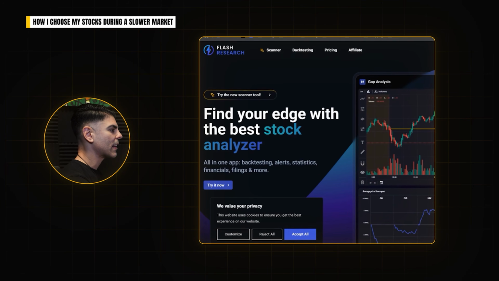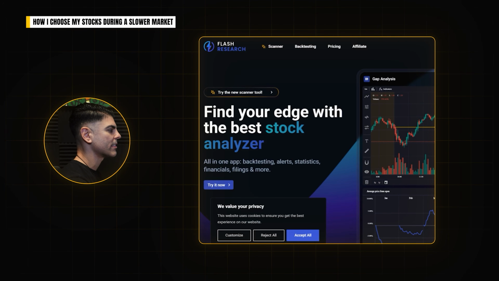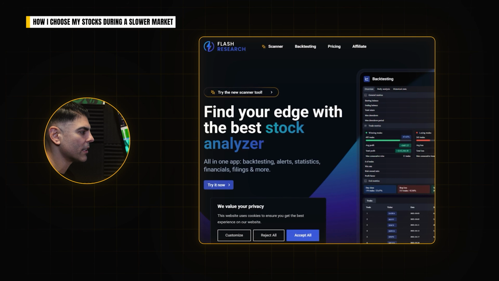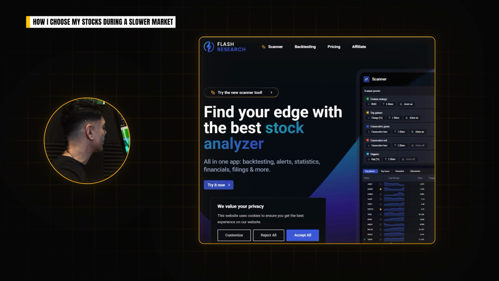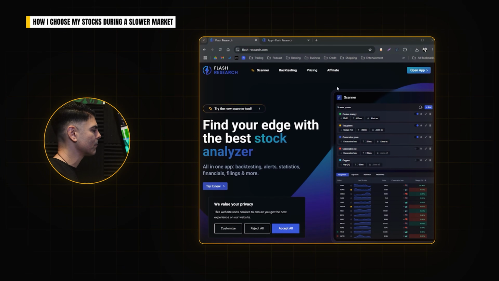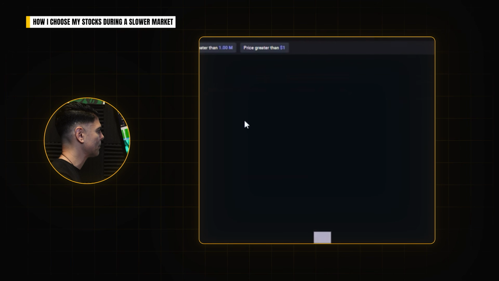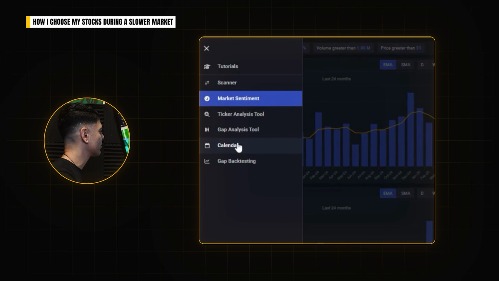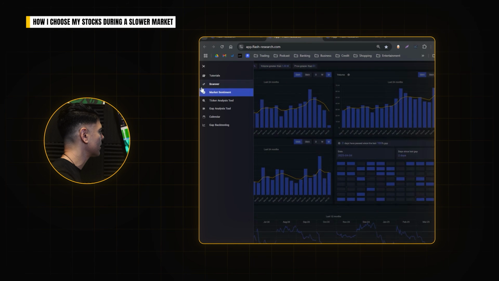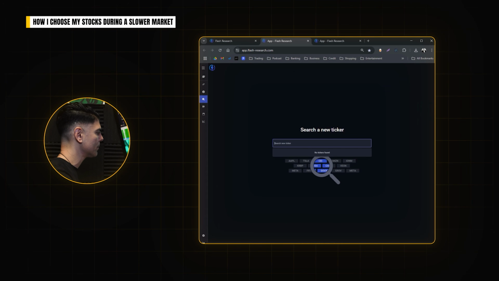I also like to use Flash Research to quickly backtest and understand how likely it is for a stock like NWTG to either pump higher or go all the way down. Flash Research is a really helpful tool for traders who understand statistics. So this is Flash Research, and you can see it's a pretty easy app to understand. Once you have an account, you go right here, open app. I like to first go to the stock I'm looking at, ticker analysis tool, go to NWTG.